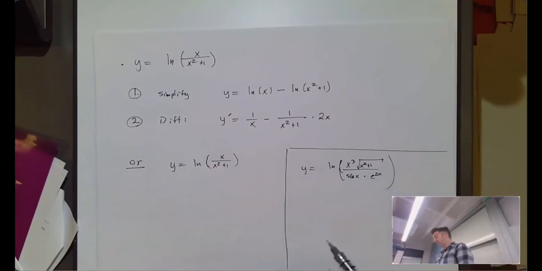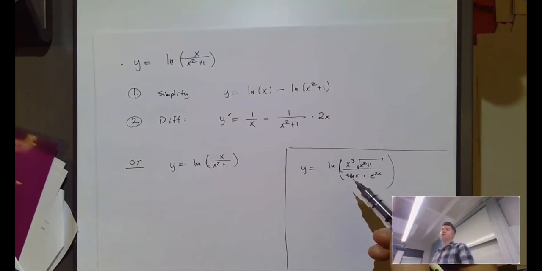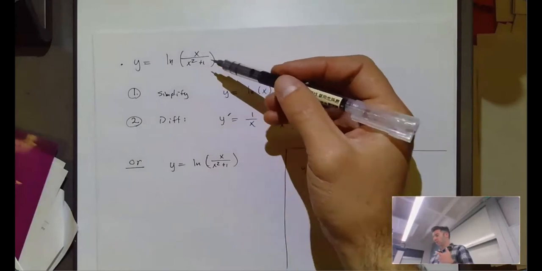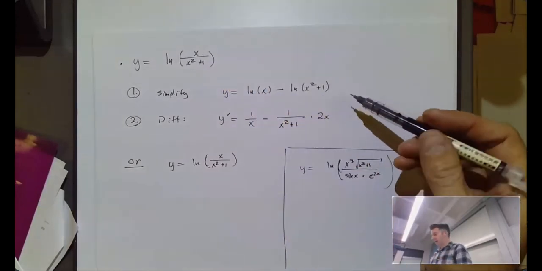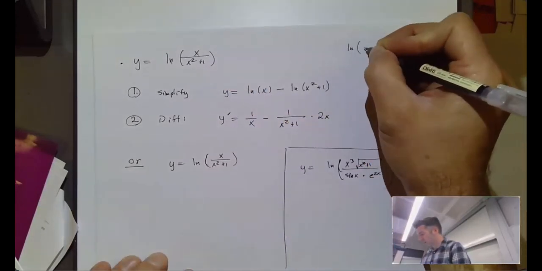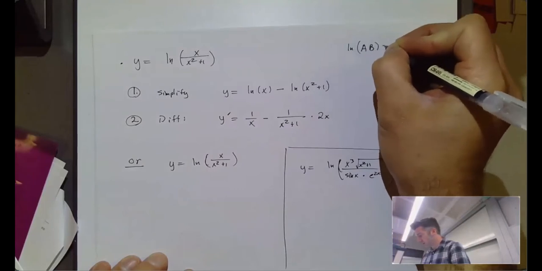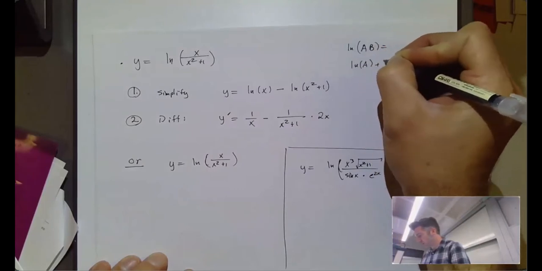So if you see something where it's natural log of some real hot garbage, they really want you to break it up using the log of a quotient is the log of the first thing minus the log of the second thing. And the natural log of a product is equal to the natural log of the first thing plus the natural log of the second thing.